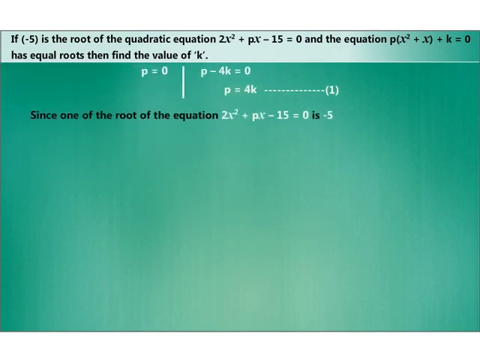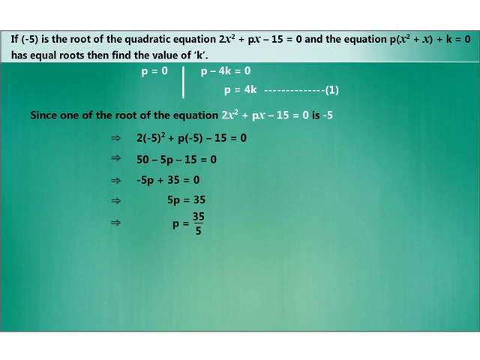Since one of the roots of the equation 2x² + px - 15 = 0 is -5, then 2(-5)² + p(-5) - 15 = 0. 50 - 5p - 15 = 0. -5p + 35 = 0. p = 7. Consider this as equation 2. Substituting equation 2 in 1, we get 7 = 4k, or k = 7/4.